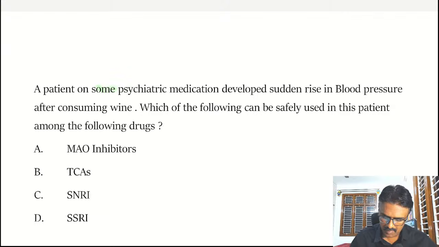A patient on some psychiatric medication developed sudden rise in BP after consuming wine. Which of the following can be safely used in this patient among the following drugs? I think the question is skewed. The question shouldn't have been like this. Which of the following drugs is responsible?